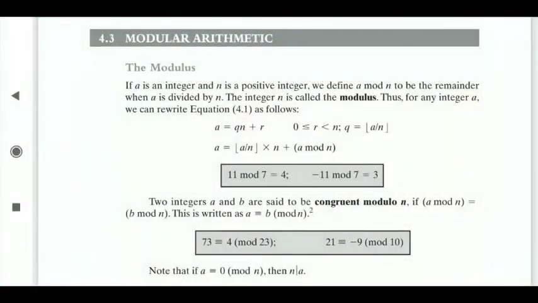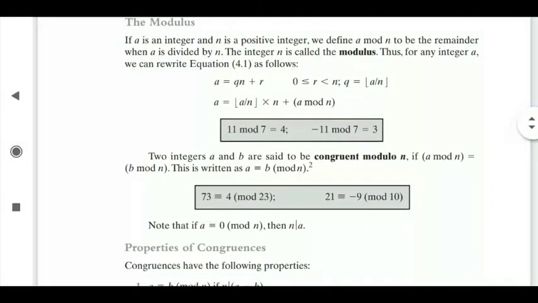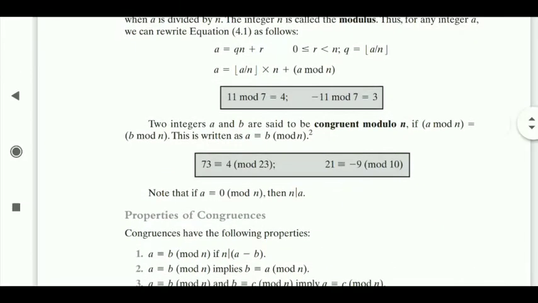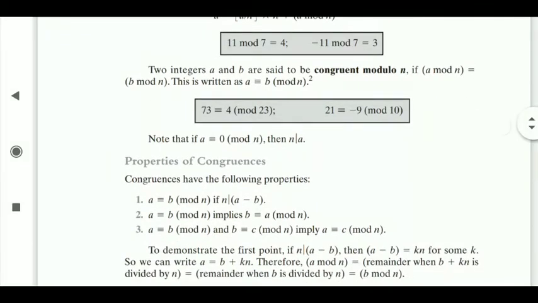Congruent modulo. Two numbers a and b are said to be congruent modulo n if a mod n equals b mod n. We can also write this as a congruent to b (mod n). For example, 73 is congruent to 4 mod 23, since 73 mod 23 and 4 mod 23 are the same. Similarly, 23 is congruent to minus 9 mod 10.